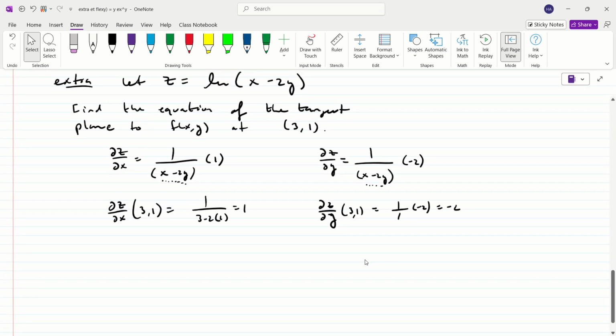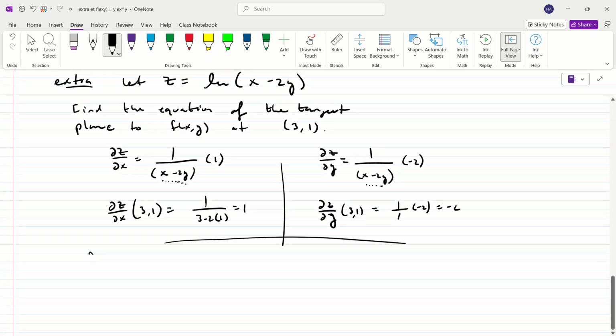All right. One more thing that we need is the value of the function at 3, 1. So that's equal to the natural log of 3 minus 2 times 1. That's equal to the natural log of 1, and the natural log of 1 is 0.